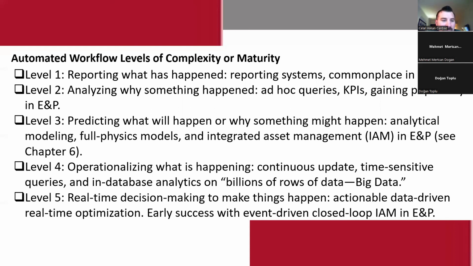The 4th level is operationalizing what is happening, with continuous updates, time-sensitive queries, and in-database analytics on billions of raw data points, which we call big data, as you already know. And the 5th level is real-time decision-making to make things happen, with actionable, data-driven real-time optimization and event-driven closed-loop integrated asset management in exploration and production. So these are the automated workflow levels of complexity or maturity.